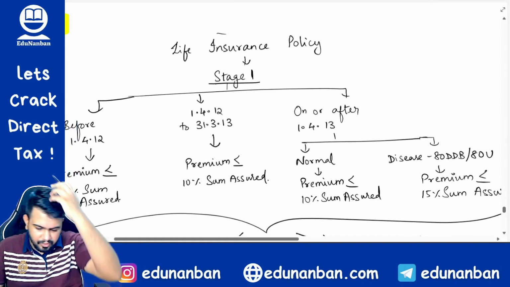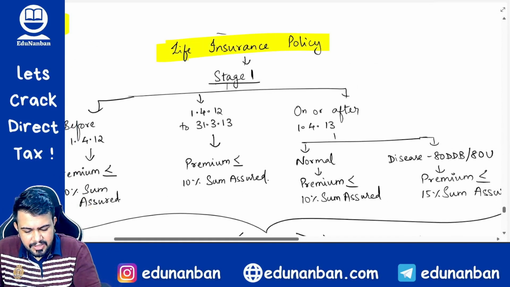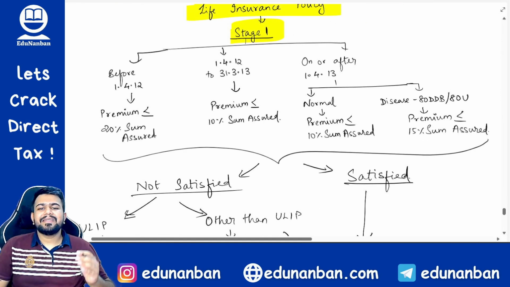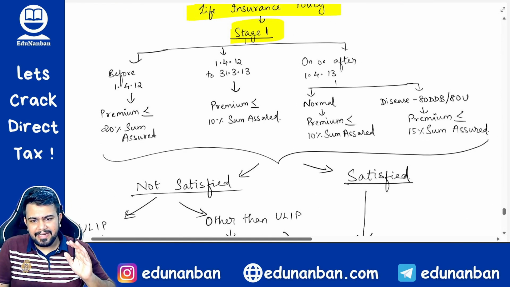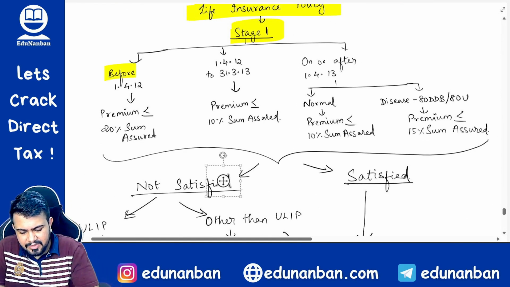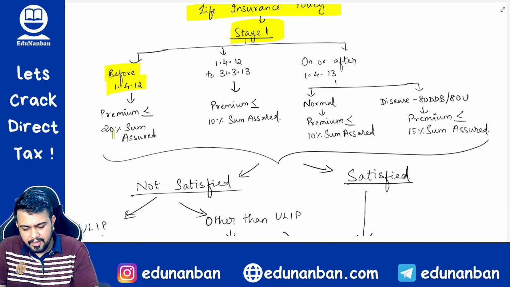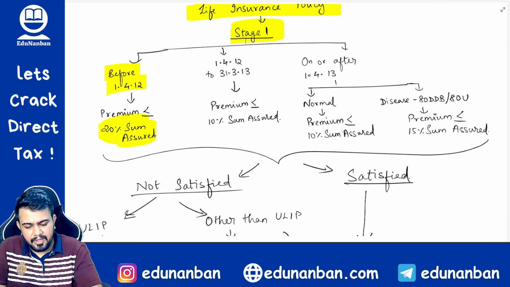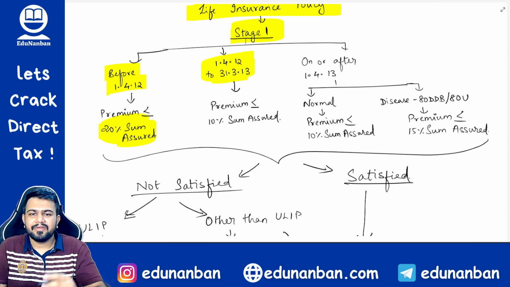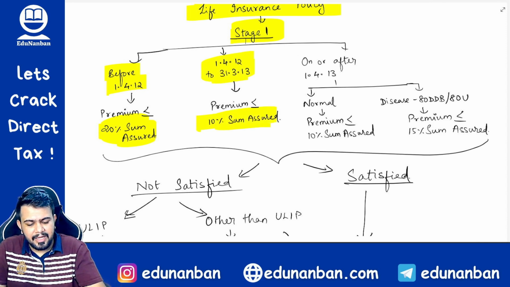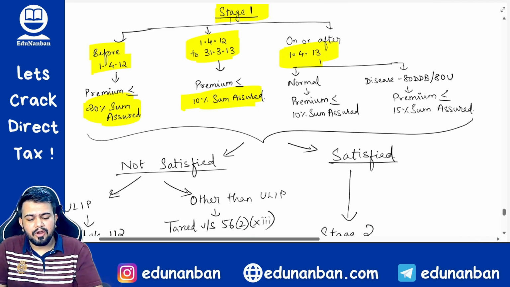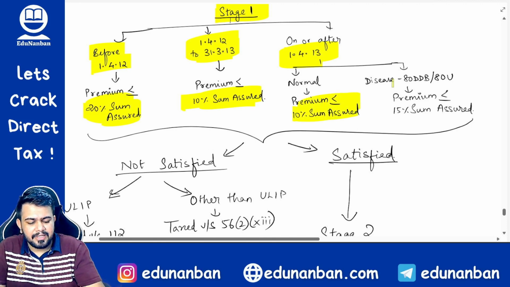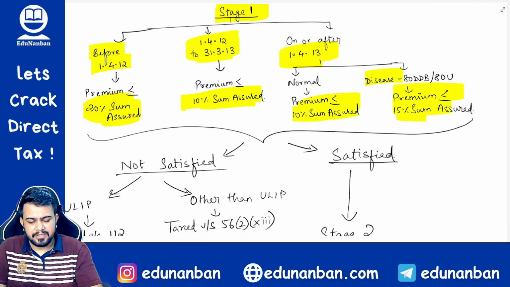So what you have to do, if there is any life insurance policy, first you have to check whether the policy is within the limits specified under 80C. Okay, so if the policy is issued before 1/4/2012, it should be within 20%. The premium should be within 20% of sum assured. If it is 1/4/12 to 31/3/13, then 10%. And if it is issued on or after 1/4/2013, then in normal cases 10%, in disease case it is 15%.